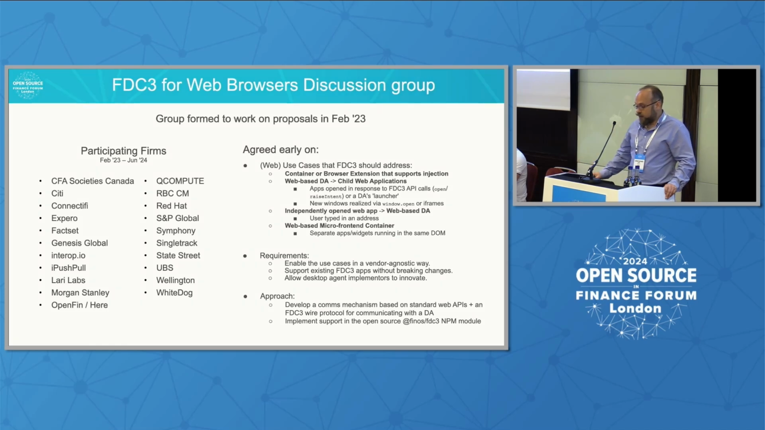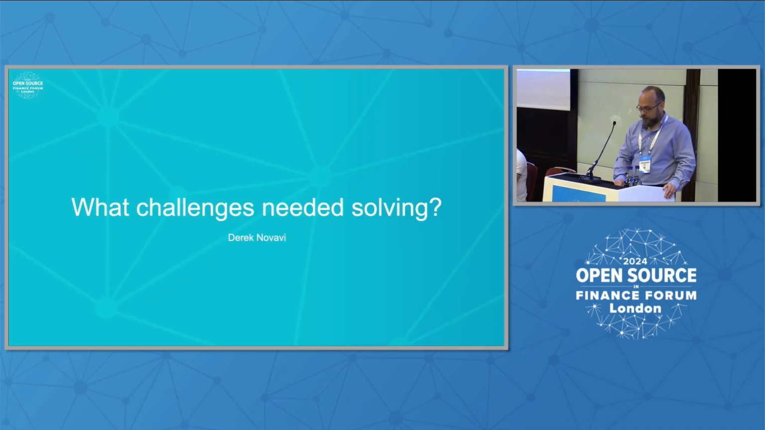We agreed an approach as well, which was to build a communication mechanism based on standard web APIs, things from the HTML standard, and come up with an FDC3 wire protocol, and then to implement software support for that in the FDC3 NPM module, so people could start working with that directly instead of necessarily having to go straight to the vendor libraries.